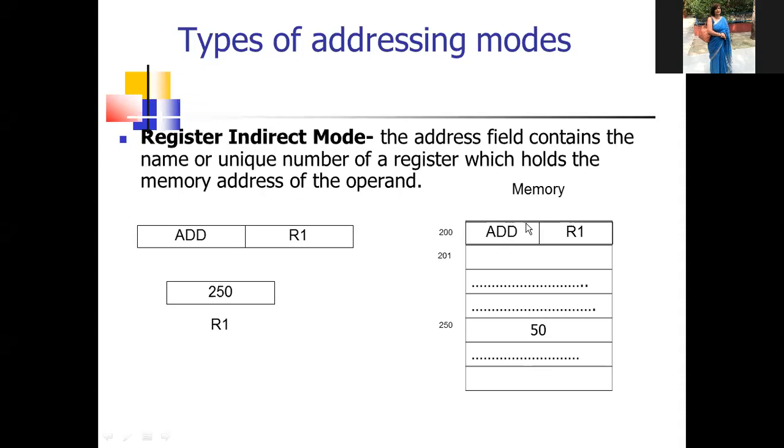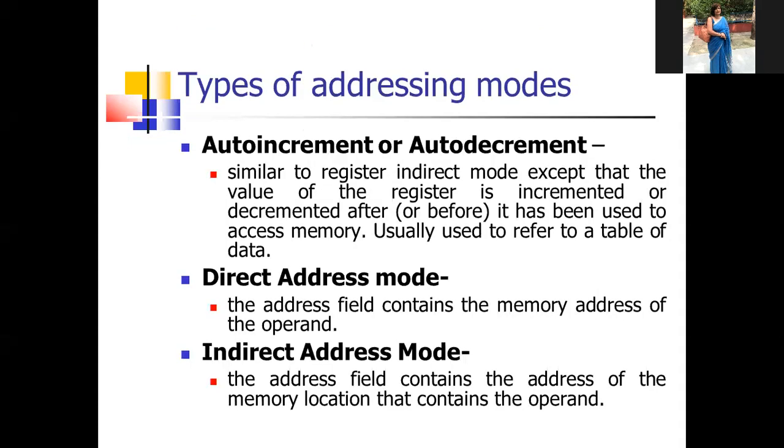Fine. Now we are coming to the next kind of addressing mode, that is auto increment or auto decrement. See carefully. It is similar to the register indirect mode that we have done earlier. It means we need to have some kind of register in the address part. Further, the register will consist of the address of the memory location.